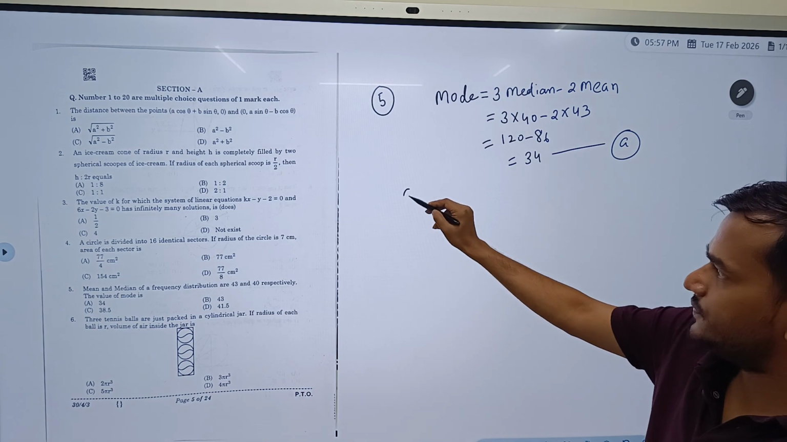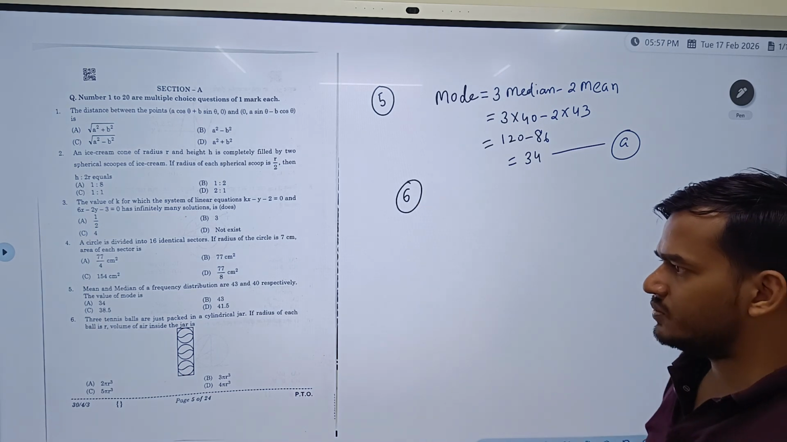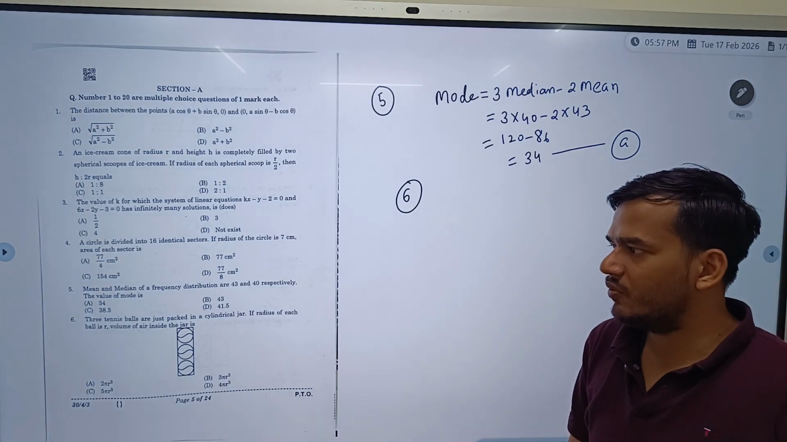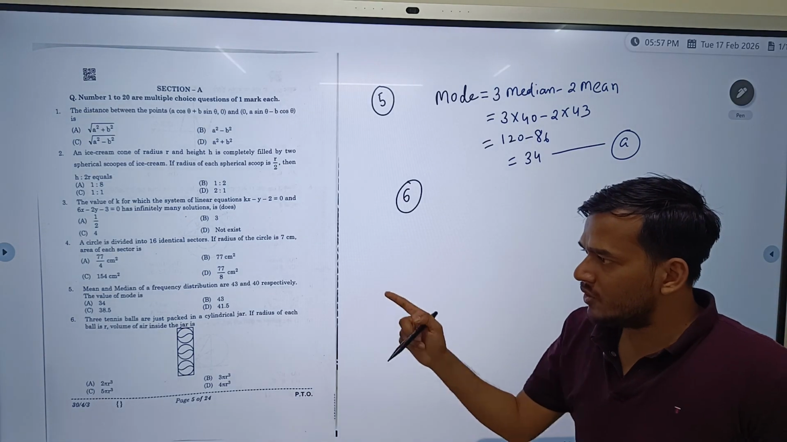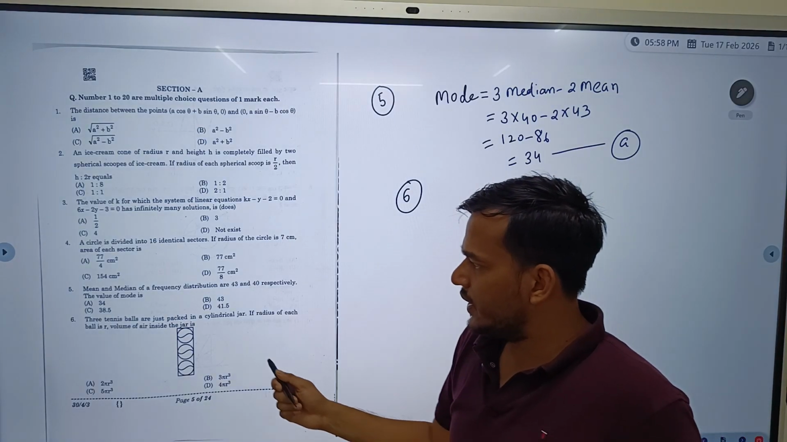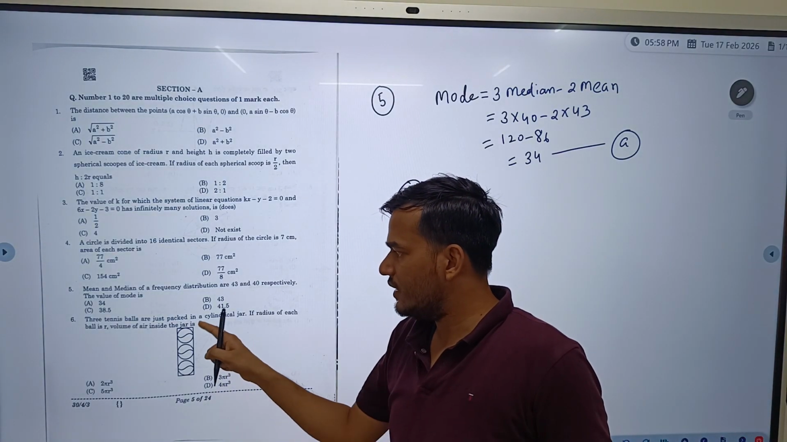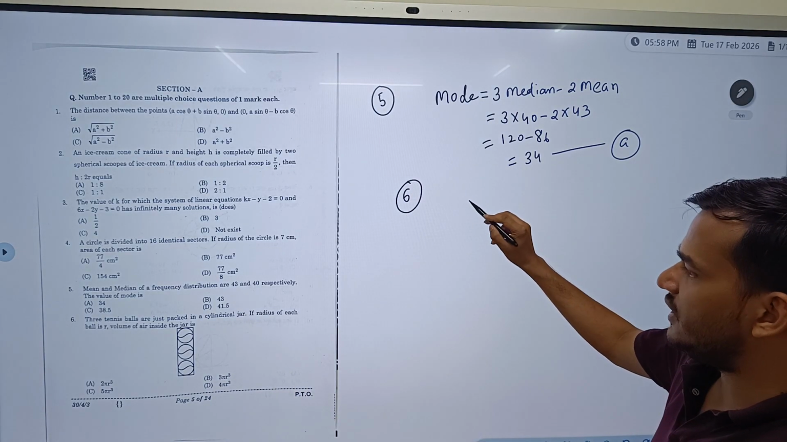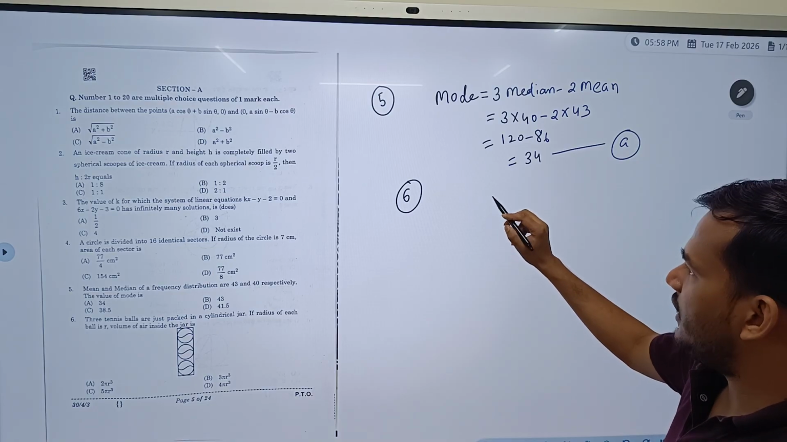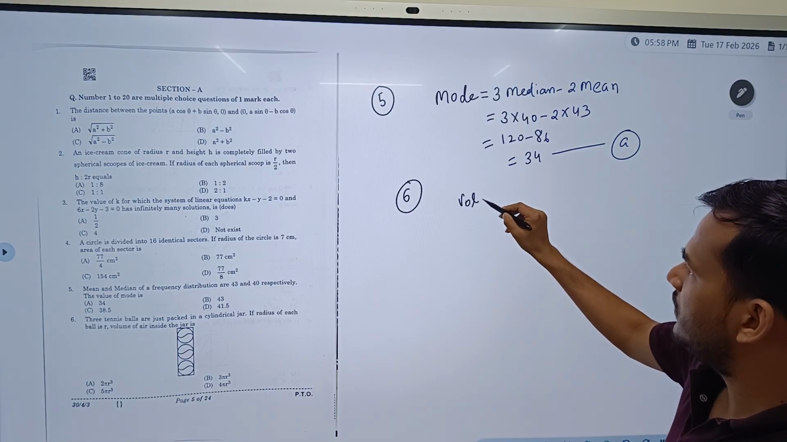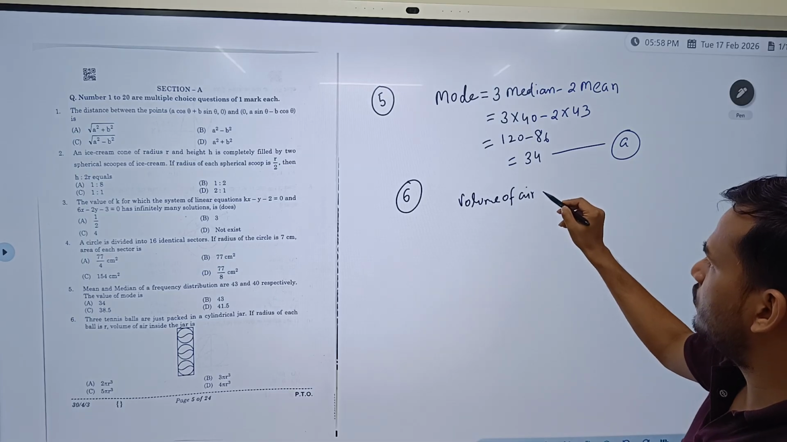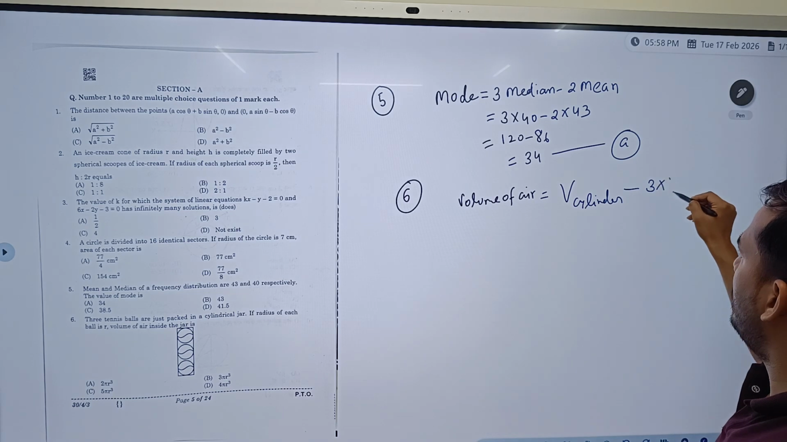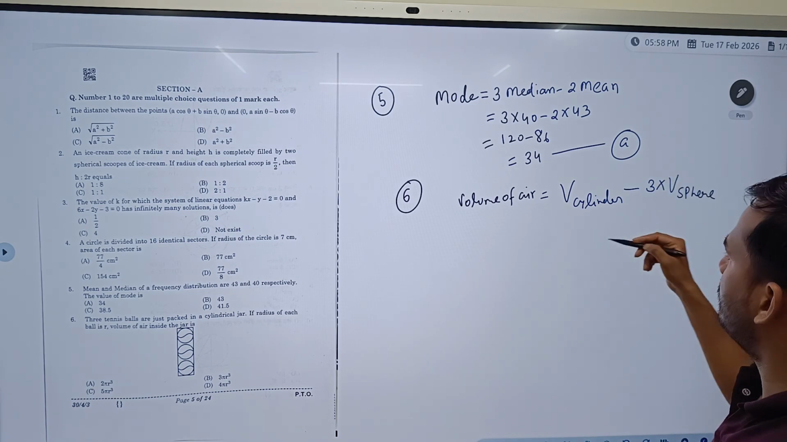Now sixth one. 3 tennis balls are just packed in a cylindrical jar. If the radius of each ball is r, then find the volume of air inside the jar. The volume of air inside the jar will be equal to the volume of the cylinder minus the volume of the spheres. So the volume of the cylinder is pi r square h. Now the volume of air is equal to the volume of the cylinder minus 3 times the volume of each sphere.